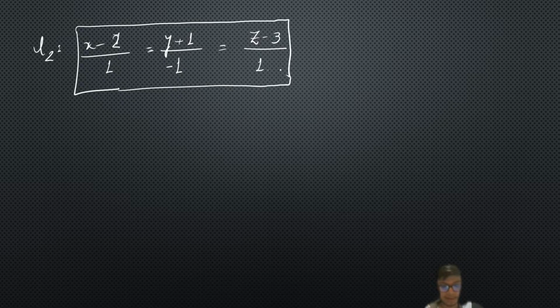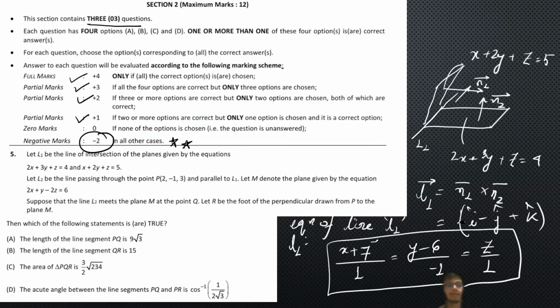Suppose the line L2 meets the plane M at point Q, and R is the foot of the perpendicular drawn from P to the plane M. In that case, let us try to figure out the equation of the plane.